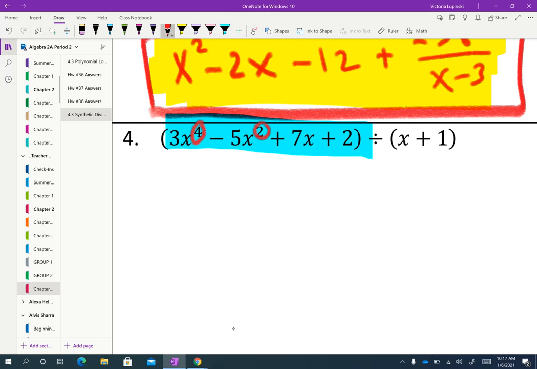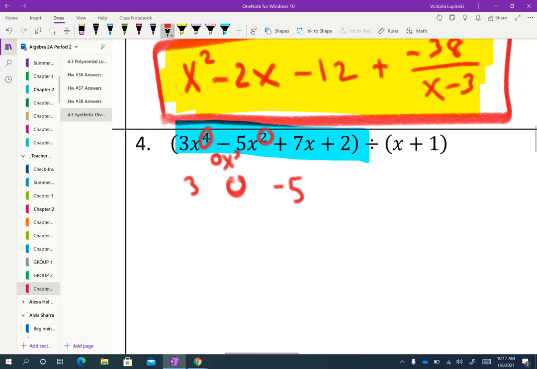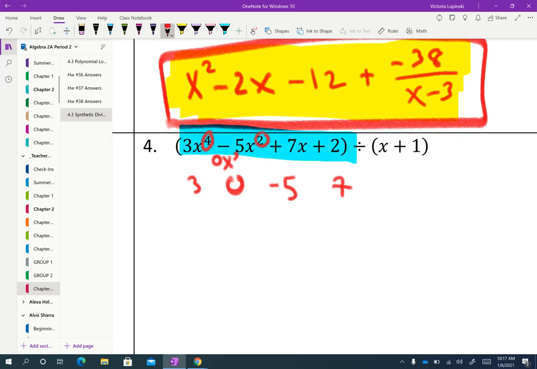So we're going to go ahead and copy the 3 coefficient. Then, because there is no x cubed term, this is essentially a 0x cubed, which means we're going to need a 0 placeholder. Then we're going to need a -5 for the quadratic, a +7 for the linear, and a 2 for the constant. Take your divisor, either take the opposite or set it equal to 0. -1 goes in the box.